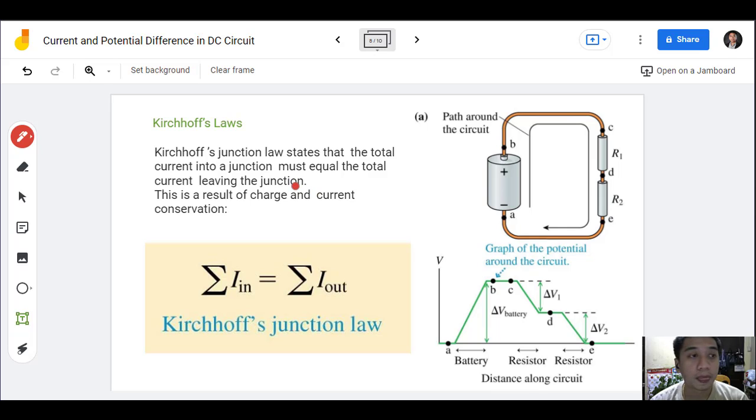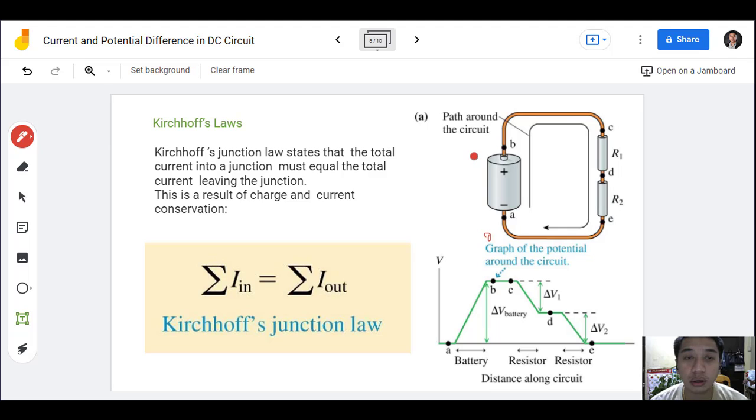So let us discuss Kirchhoff's law. Kirchhoff's junction law states that the total current into a junction must be equal to the total current leaving the junction. So this is a result of charge and current conservation, wherein when the current flows in, it will be equivalent to the current flow that goes out, and the total current would become zero here as it reaches the endpoint in A.